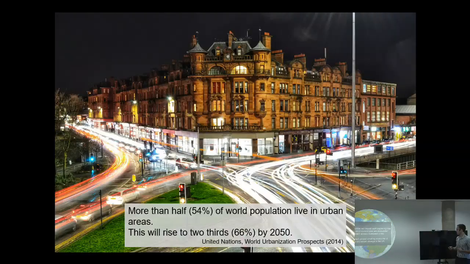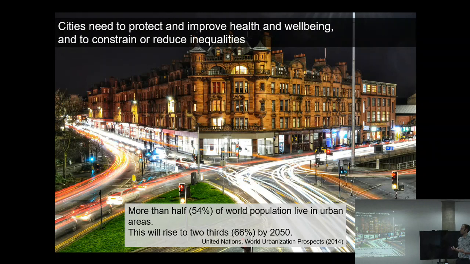So this is a statistic that's heavily used. I read recently that most urban health papers start with this. It said, you know, more than half of the world's population currently reside in urban areas, and the United Nations predicts by 2050 this will rise to two-thirds. So we need to ensure that cities can protect and improve health and well-being while also constraining inequalities, so reducing those differences between the richest and the poorest living within cities.